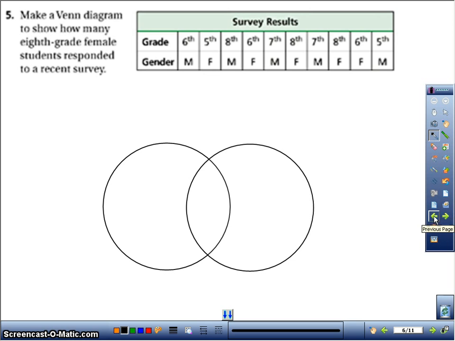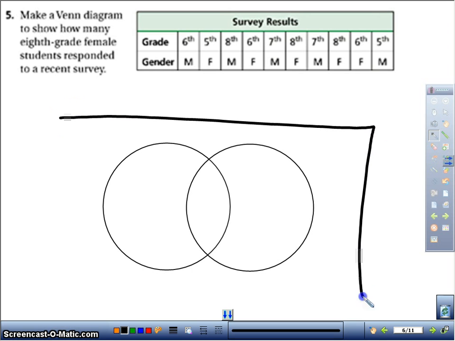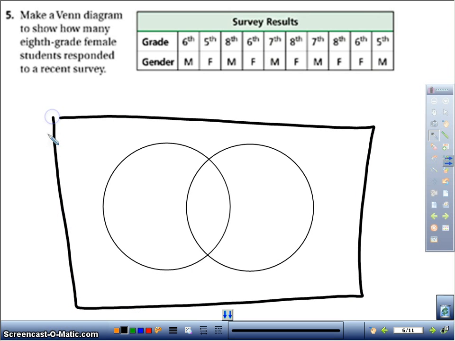Okay, last one and we'll be done with it. We've got a Venn diagram. And what a Venn diagram does is it sorts our data into parts and things that fit within the Venn diagram and things that don't. So what they want us to do is look for 8th grade females. So I need to label my circles, and we'll go 8th grade here, and we'll go females here.